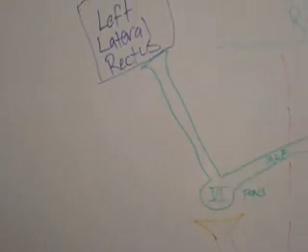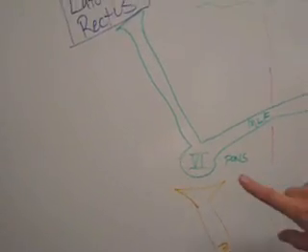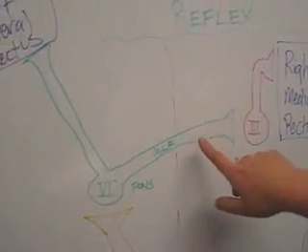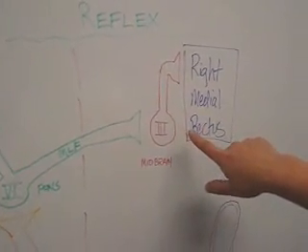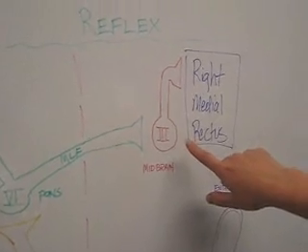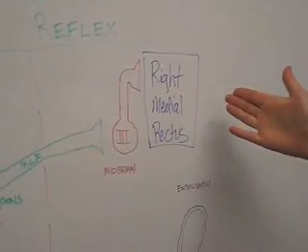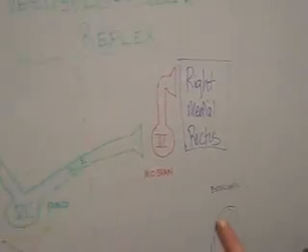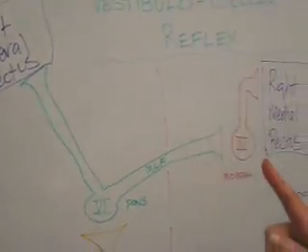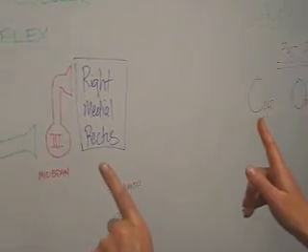Okay, cool. So then it also sends another message back through another branch of the MLF up to the midbrain, where it synapses in the cranial nerve 3 nucleus, the oculomotor nucleus, which talks to the right medial rectus. The reason for this is so that both eyes will go in the same direction so that they can follow the same objects.